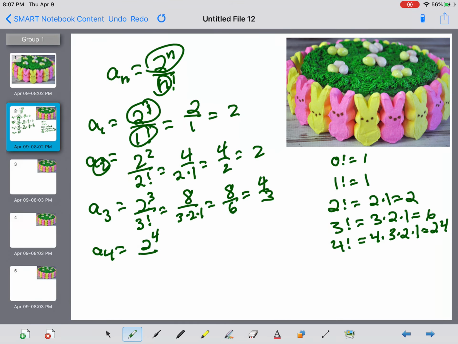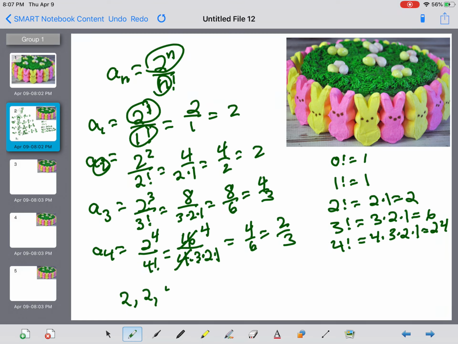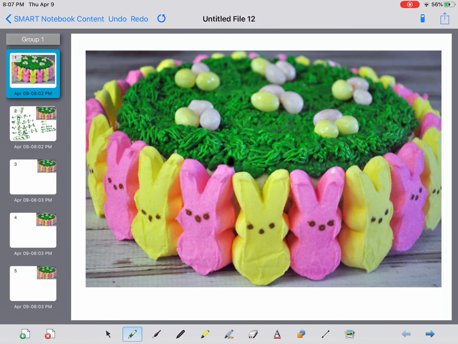A sub 4 is 2 to the fourth over 4 factorial. That's 16 over 4, 3, 2, 1. I'm going to reduce as I go this time. 4 goes into 16 4 times. And that gives me 4 over 6, which is 2/3. So my sequence is 2, 2, 4/3, and 2/3. Just an interesting sequence. It's not arithmetic or geometric. I was just talking about how to work with factorial.